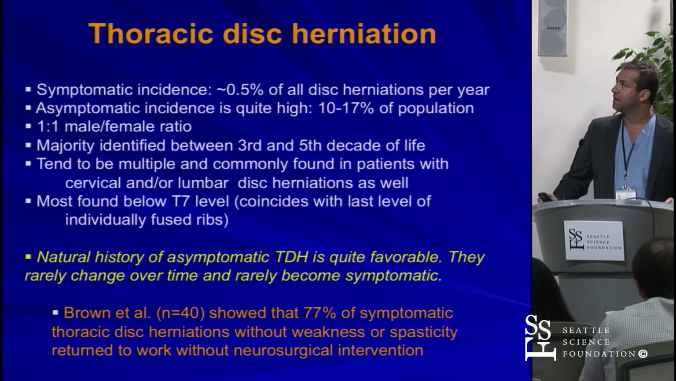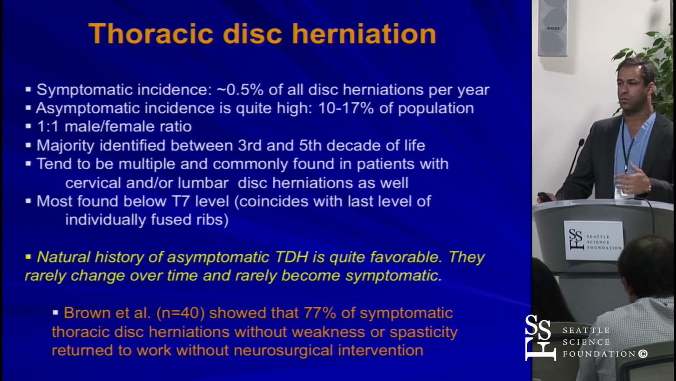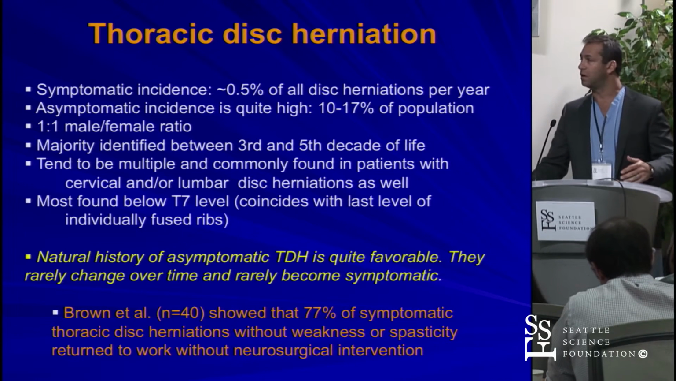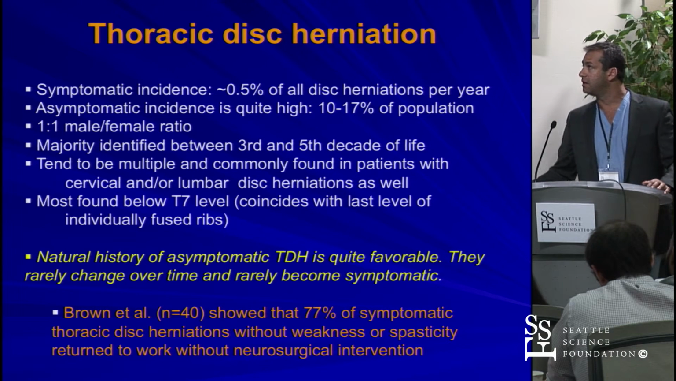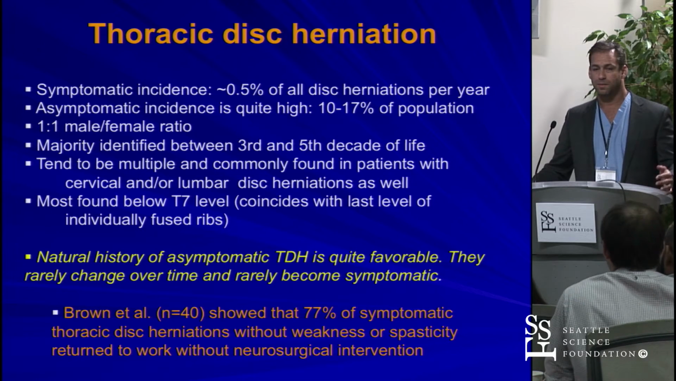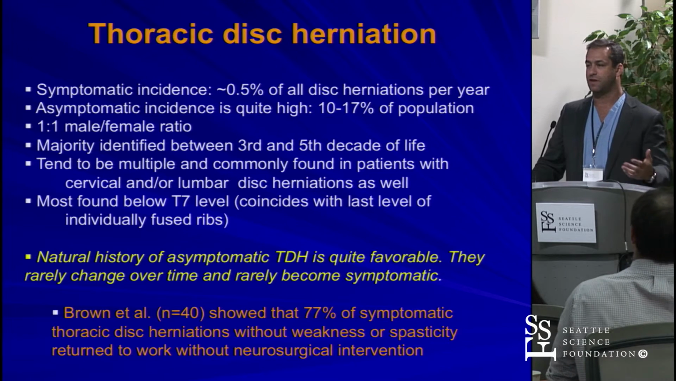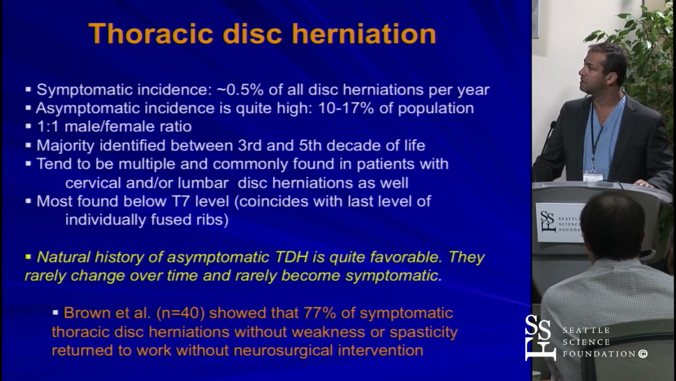So symptomatic incidence is less than 1%, about half of 1% of all disc herniations per year occur in the thoracic spine. The majority of them are asymptomatic, and incidental findings are seen in up to 17% of the population that had MRIs. They're typically identified between the third and the fifth decade of life. They tend to be multiple, and of course they're found very commonly in patients that have cervical and lumbar herniations, because that's why they're getting the MRIs, right? So you find these asymptomatic lesions.